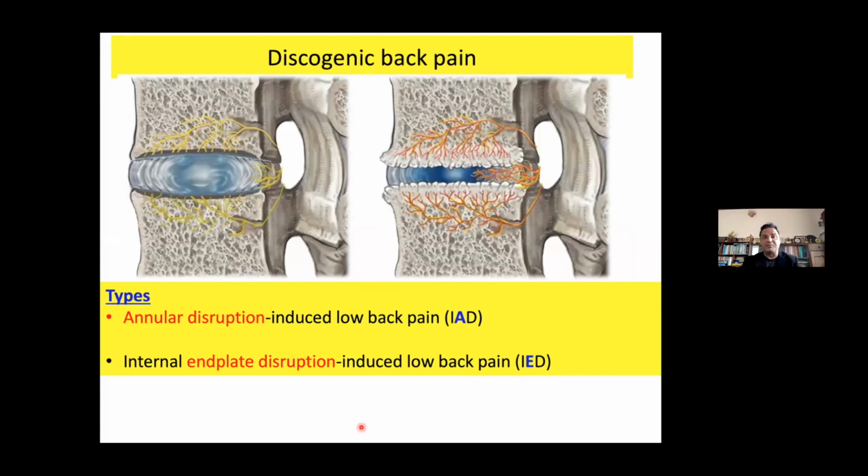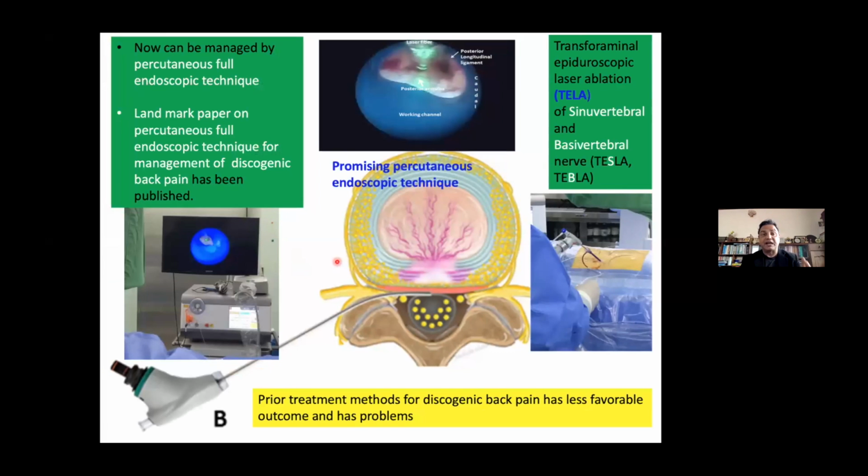So how is discogenic back pain managed? There are two types of discogenic back pain. One arises from annular disruption, which we call annular disruption induced low back pain. The other is derived from end plate disruption. Because the end plates are innervated by the basivertebral nerve, end plate disruption is associated with the basivertebral nerve. So how do we tackle this? It can be done by laser ablation.